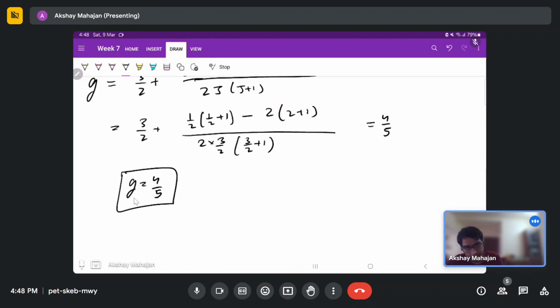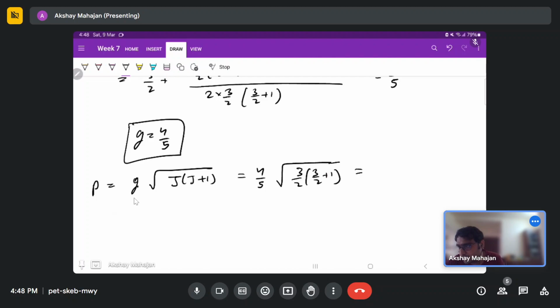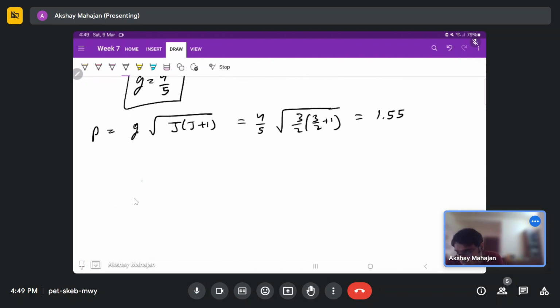And then the effective Bohr magneton number P will be equal to g times the square root of J into J plus 1. So that will be equal to 4 by 5 times 3 by 2 into 3 by 2 plus 1, which if you calculate comes to around 1.55. So P is equal to 1.55. Right?